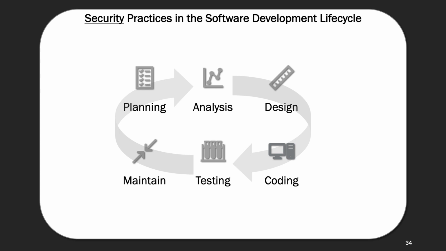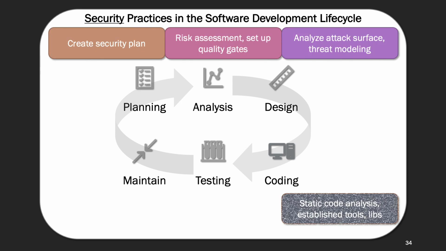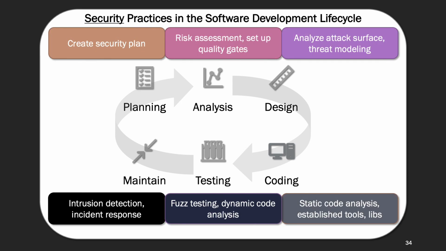Do you remember this slide which we used to list some quality assurance practices? Security is a quality, as we have learned as well, and security engineers, architects, and analysts have work to do in every phase of the software development lifecycle. For instance, during the planning phase, they have to create a security plan. Later on, when the design is analyzed, there are risk assessment teams that are conducting a risk analysis, and they set up certain quality gates for the product.